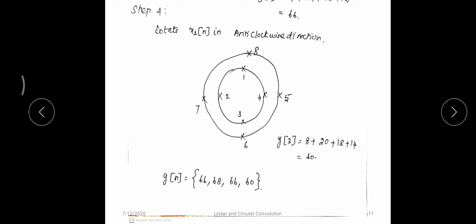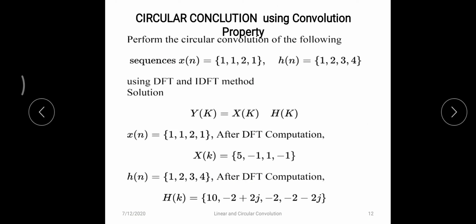This is nothing but the circular convolution of the given two sequences x1 of n and x2 of n by using the concentric circle method. Whether I follow the matrix method, concentric circle method or convolution property, the resultant will be the same. Okay, the result will not change. Next, the third method to do the circular convolution is by using the convolution property of DFT and IDFT.